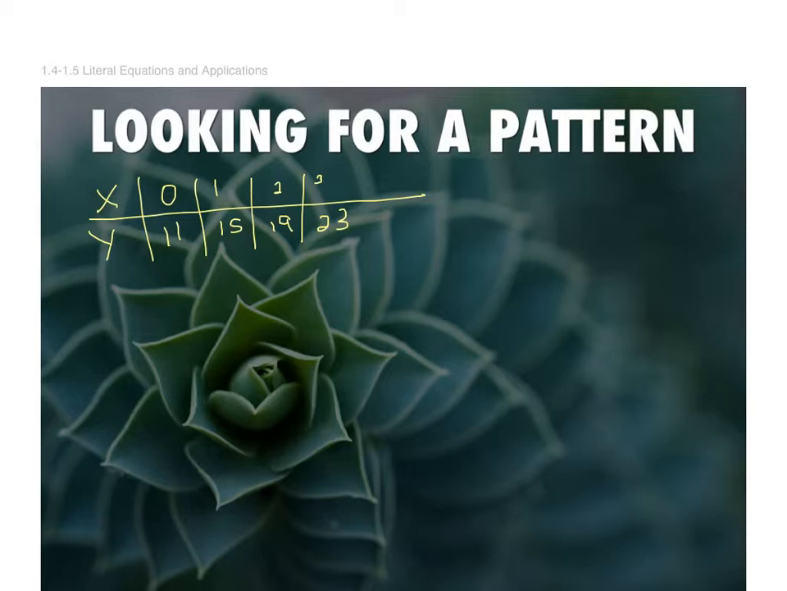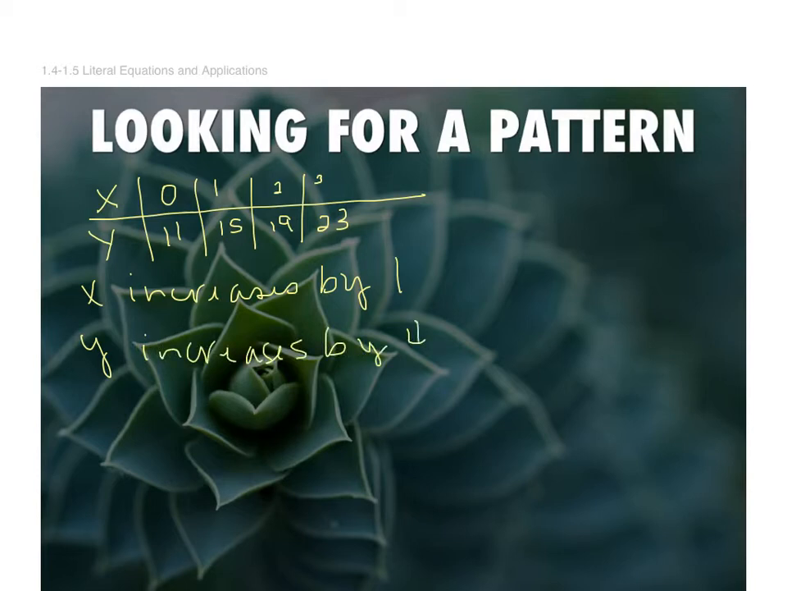So on these problems, we're looking basically for the rate of change. So how is x changing is how we start this problem. We see that x is increasing by 1. So x increases by 1. And how does y change? Y, if we look at the difference between each of these, y is increasing by 4.